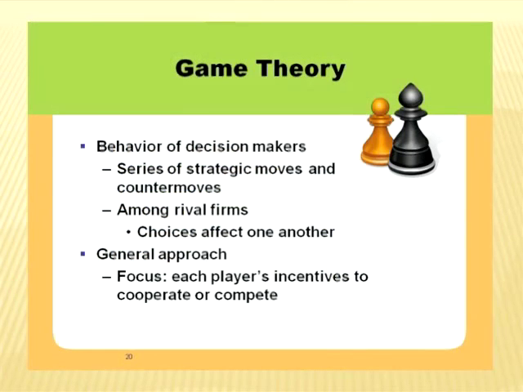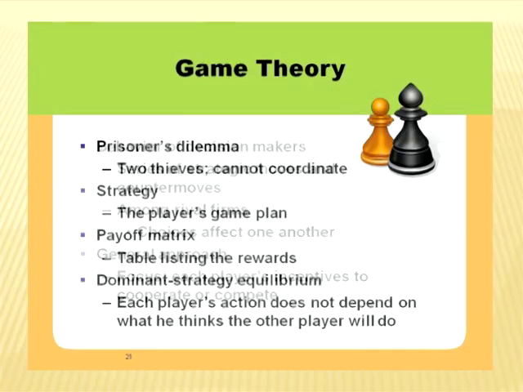Now, one way of trying to model this behavior is what's known as game theory. And game theory is exactly what it seems to be. It's a way of modeling the strategic moves and countermoves among rival firms. Because remember, in the case of oligopoly, we always consider what our rival does before we make a choice. And so it only seemed natural that you might model it on the basis of a game. And so what we attempt to do is to try to figure out where are the incentives to cooperate and where are the incentives to compete, and from that, perhaps understand exactly how this operates.